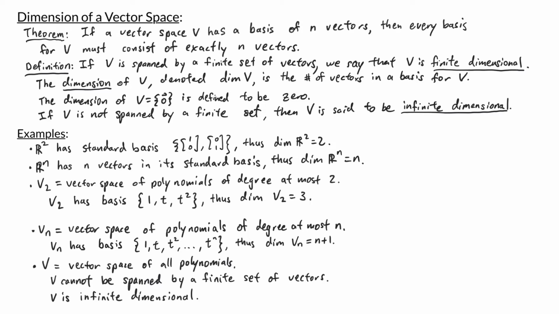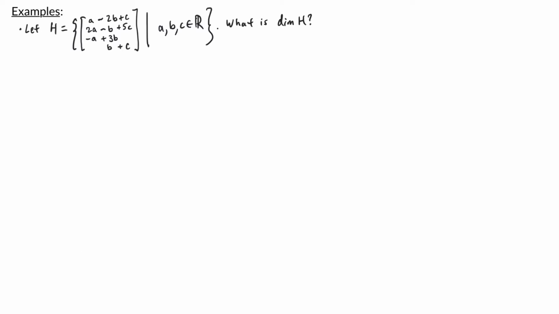Let's look at a few more examples. In this example, we have H a subset of R4, consisting of vectors of the form (a minus 2b plus c, 2a minus b plus 5c, negative a plus 3b, b plus c), where a, b, c are real numbers. We're asked to find the dimension of H. If I want to find the dimension of H, I'll need to know how many vectors are in a basis for H. Let's start by describing H as a span of vectors. Vectors in H are of the form (a minus 2b plus c, 2a minus b plus 5c, negative a plus 3b, b plus c).